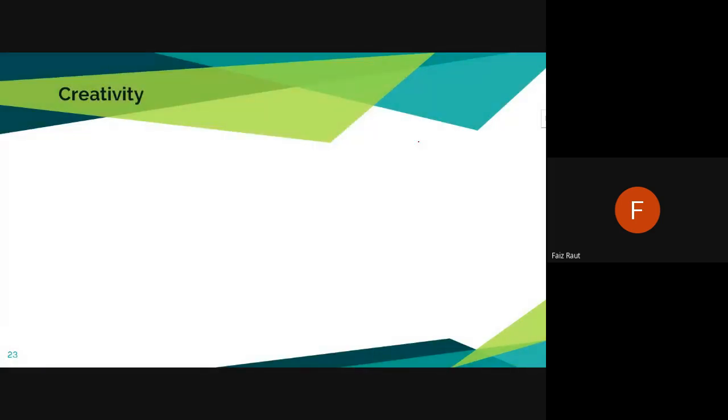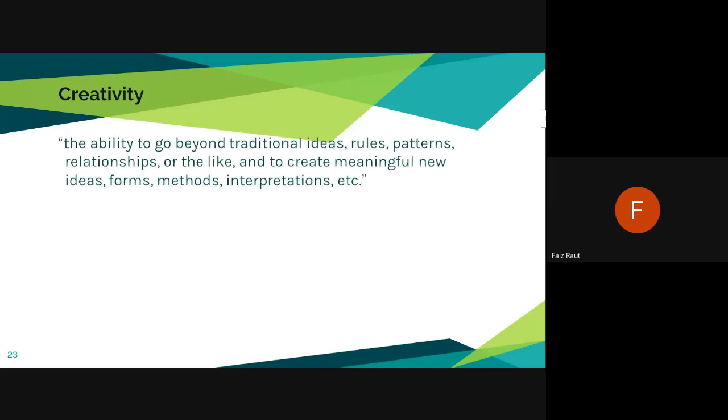Then I'll come to creativity. Okay, creativity का definition सुन लो. The ability to go beyond traditional ideas, rules, patterns, relationships, or the like, and to create meaningful new ideas, forms, methods, interpretations, etc. मतलब whatever the norm is going, जो भी चल रहा है, if I'm into that and I'm thinking कि इसमें कुछ नया कर सकते हैं, it is very difficult.